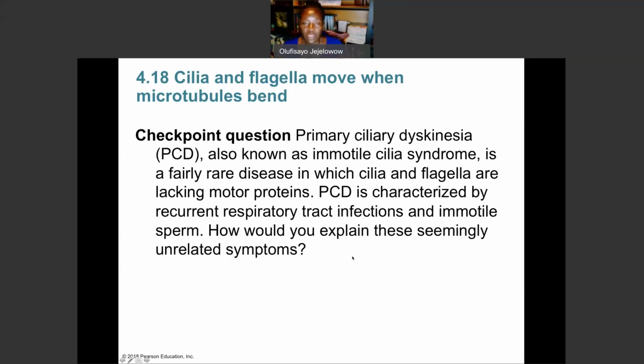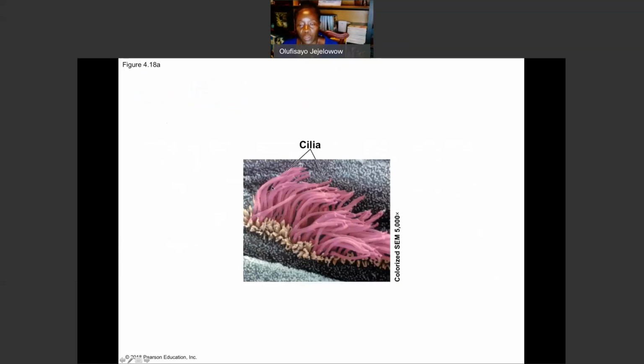So, checkpoint question: a person suffering from primary ciliary dyskinesia, also known as immotile ciliary syndrome, a fairly rare disease in which cilia and flagella are lacking the motor proteins. PCD is characterized by recurring respiratory tract infections and immotile sperm. How would you explain these seemingly unrelated symptoms? Again, please complete your checkpoint questions.